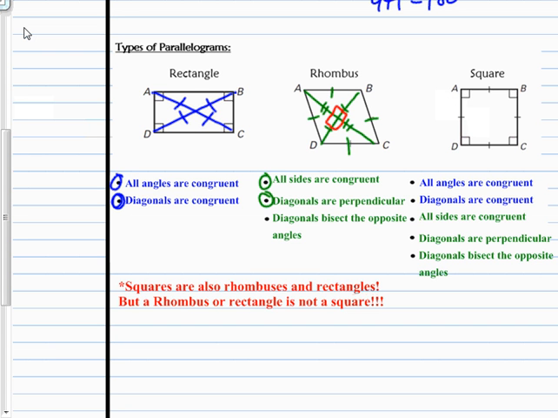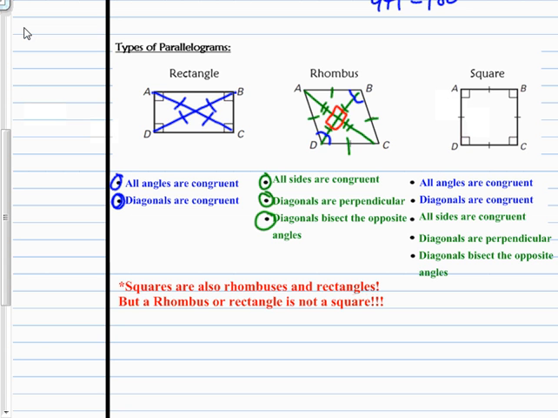And the third thing that it says is that the diagonals bisect the opposite angles. So this diagonal, BD, has cut angle B into 2 equal parts. Or this angle has been cut into 2 equal parts. Okay? So those are the 3 properties for rhombuses.